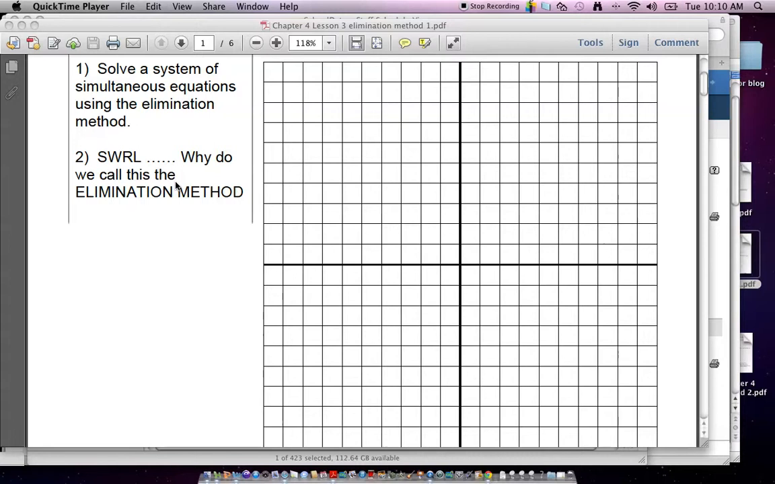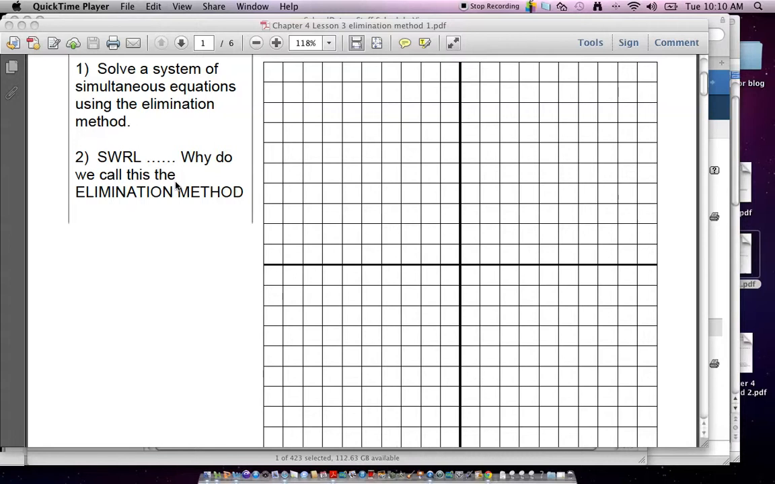Thank you very much. Okay, so what are we going to learn today from a topic point of view? Solve a system of... Oh, we should know this word. We talked about it last week, right? Simultaneous. Good. What does simultaneous mean again, everybody? At the same time. Very good. Keep going. Equations using the elimination method. Okay, good. So we're going to talk about solving simultaneous equations using the elimination method.